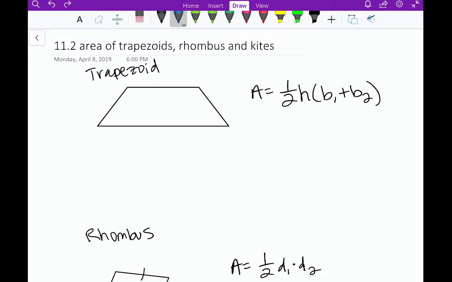This is the video for Geometry, Chapter 11, Section 2. We're looking at area of trapezoids, rhombuses, and kites. So remember, a trapezoid has exactly one pair of parallel sides.